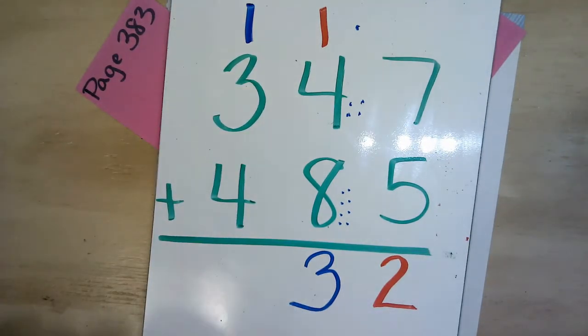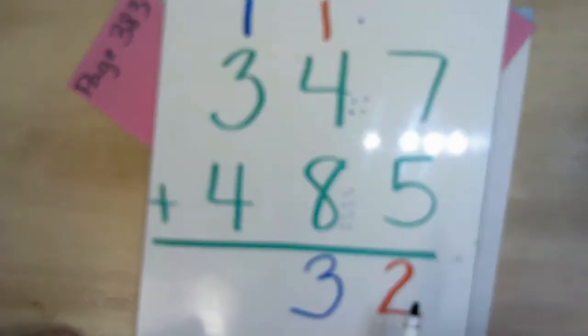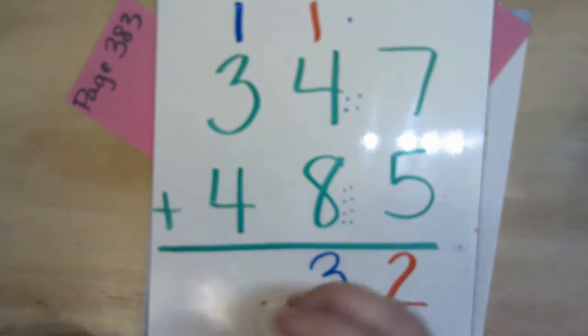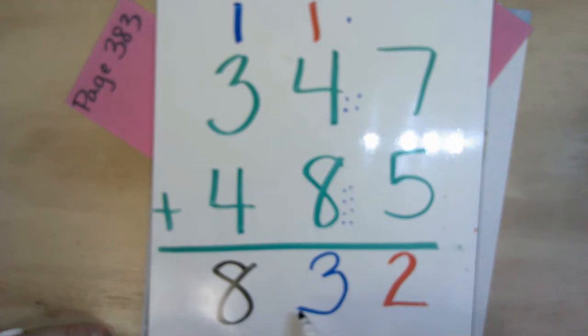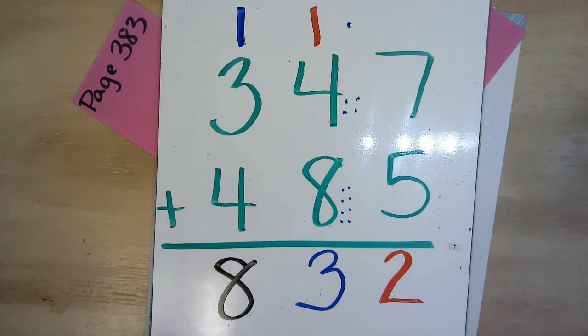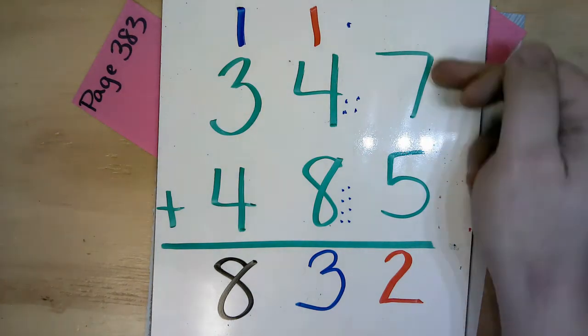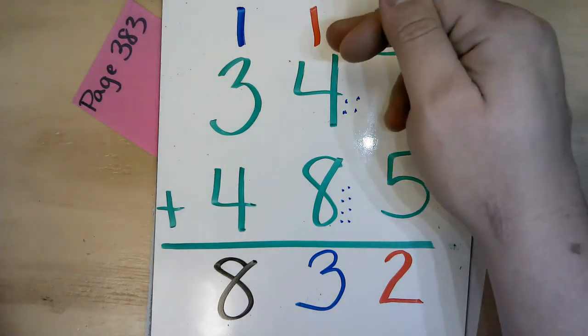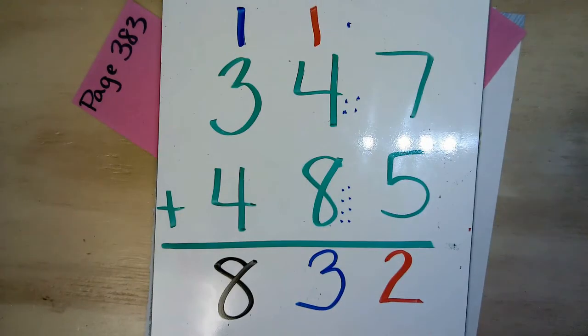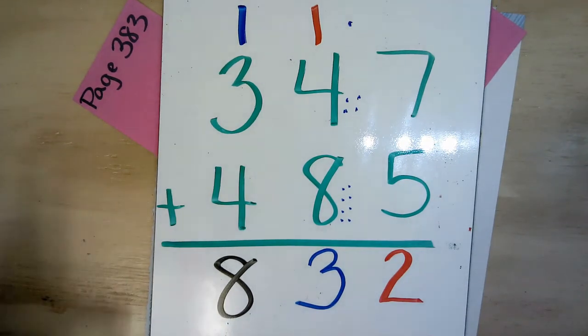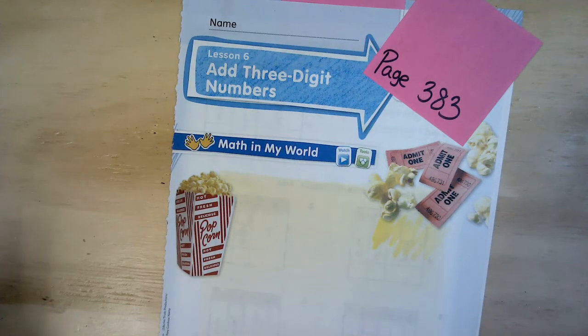Now I can add up my hundreds place. It's my last place value. So 1 plus 3 is 4, and then 4 plus 4 more is 8. So my total answer is 832. We started off in our ones place and had to regroup. When we added up our tens place, we had to regroup. And then we can add the hundreds place and get our final answer. That's exactly what we're going to be working on today as we are working on lesson 6.